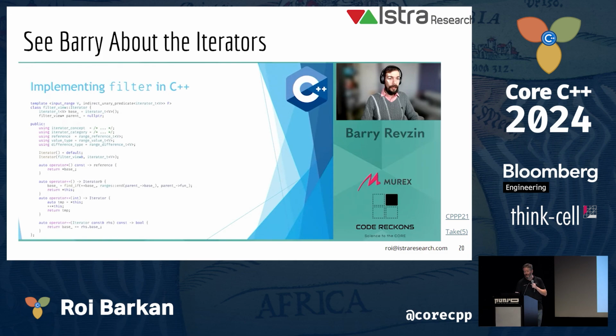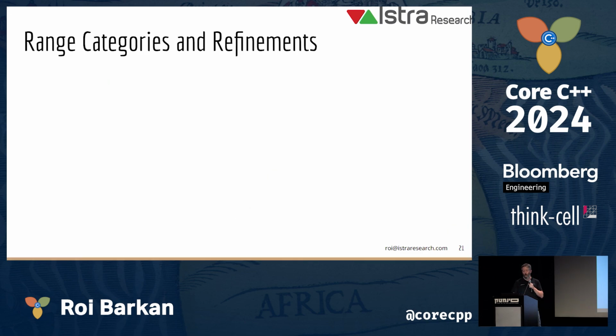But one thing that Barry didn't talk much about that I will mention is these 5 using lines right at the start of the declaration of the iterator, which basically tell us the iterator concept, iterator category, reference, etc., of the iterator. Those are ways for me, when I write my own iterators and views, to communicate with the rest of the library what and how my iterator works. So let's talk a little bit about that.